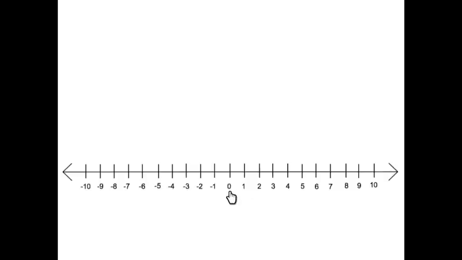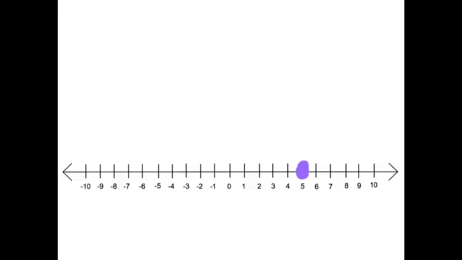So if we were to graph a number, let's say the number 5, we'd start at 0 and count over 1, 2, 3, 4, 5. And then place a dot there. Now, where I've placed this dot on the number line is the coordinate. So the coordinate of this dot is 5.